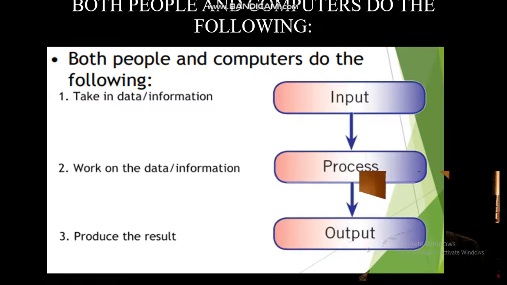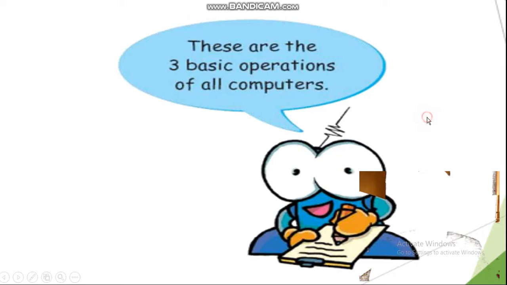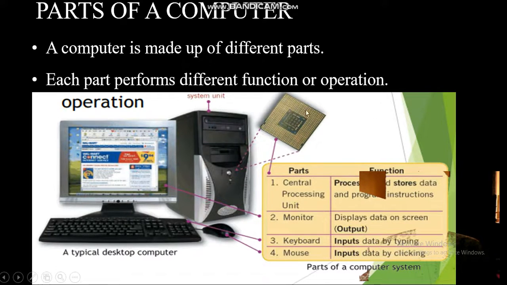So same like a computer, you key in information, then the computer will process, work on that data and information, that's the process part, and then produce a result to you. That's the three steps of how human beings take things and how computers do as well. There are three basic operations of all computers, and those are the ones that I just finished explaining.